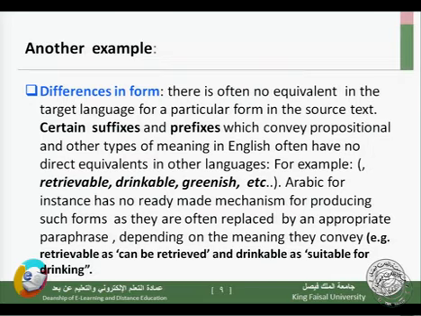Now, what we do in Arabic: retrievable can be retrieved, drinkable as suitable for drinking. Drinkable قابل للشرب أو مناسب للشرب. Retrievable ممكن إعادته. I leave it to you, but this is how we go about translating such terms.